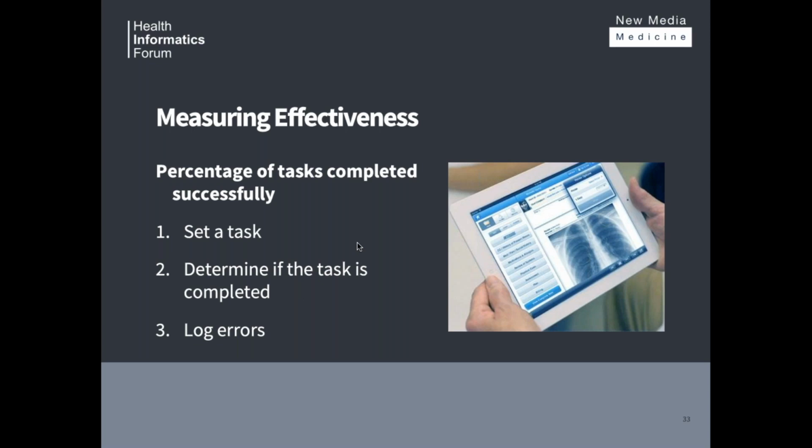Different types of errors will prevent people from completing tasks. And this is also about accuracy. So with a medical system, if your task is to accurately diagnose something, if you make a misdiagnosis, then you could say that that was an error of effectiveness of the system.